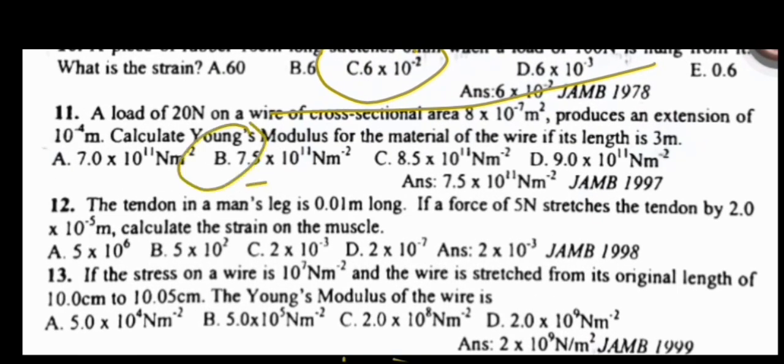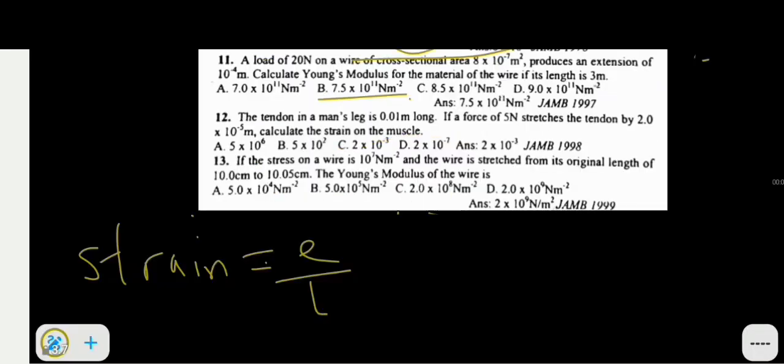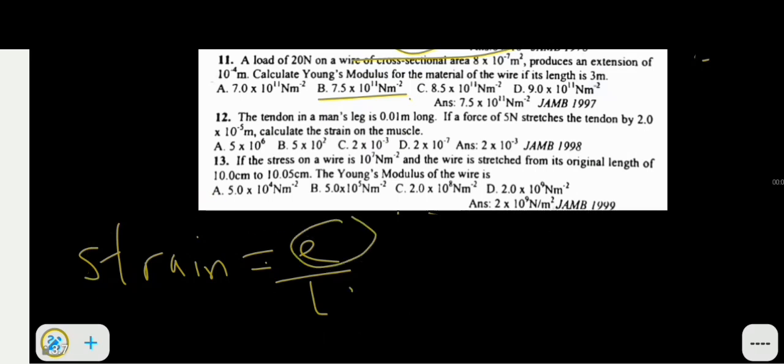Option B. So for number 12, we are told that the tendon in a man's leg is 0.01 meters long. If a force of 5 Newton stretches the tendon by 2.0 times 10 to the power minus 5 meters, calculate the strain on the muscle. You know, strain normally is extension over original length. Look for the extension first, divided by the original length. That is strain. So check the question first. Let's look for the strain.